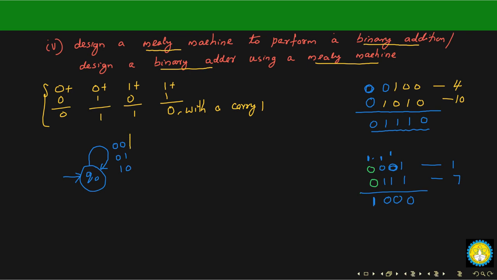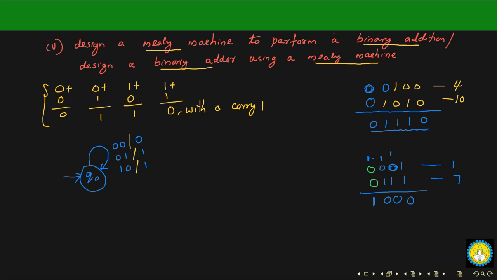And the outputs, okay, so let me delimit it using a yellow color. The outputs are going to be, in this case, 0, 0 generates a 0, 0, 1 will generate a 1, 1, 0 will generate a 1. Now we are left with one more possible input state, that is 1, 1. If you're getting a 1, 1 from Q0, 1, 1 is going to generate the output as 0, but with a carry 1.